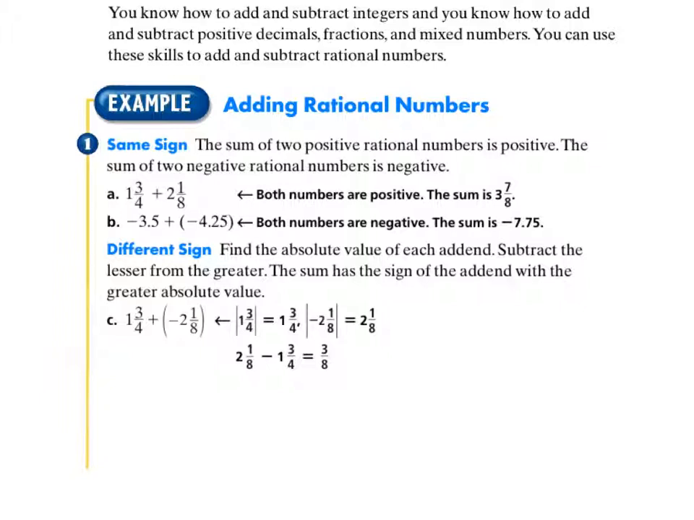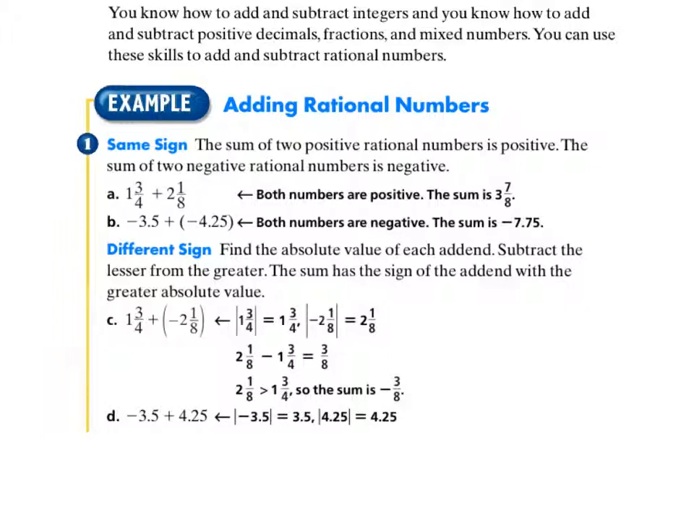We need to regroup our 2 1/8 to make it 1 9/8. So 1 minus 1 is 0, then 9 minus 6 is 3, leaving us with 3/8. So 2 1/8 is greater than 1 3/4, so the sum is negative 3/8.